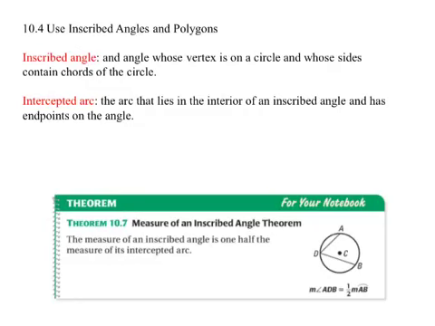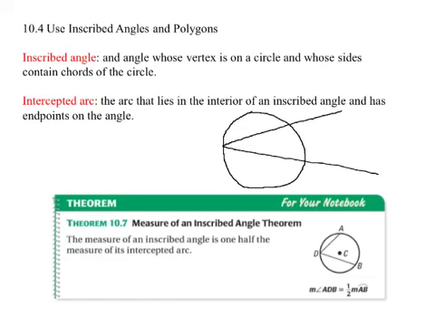Okay, section 10.4, use inscribed angles and polygons. First, some vocabulary. An inscribed angle is an angle whose vertex is on a circle and whose sides contain the chords of the circle. That is an awesome circle. So I'm going to draw an angle. So an inscribed angle, the vertex is on the circle, and the sides are the chords of the circle. So that is an inscribed angle.